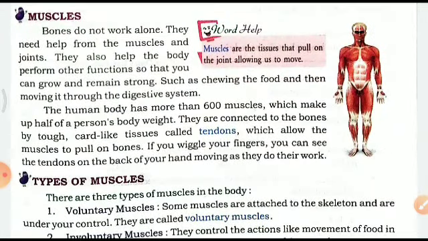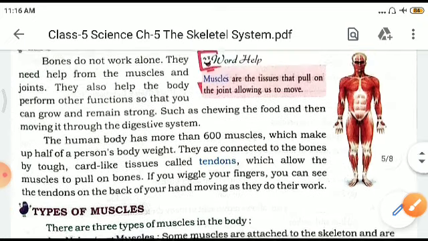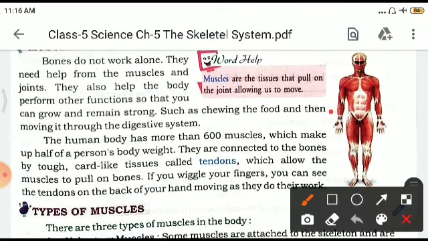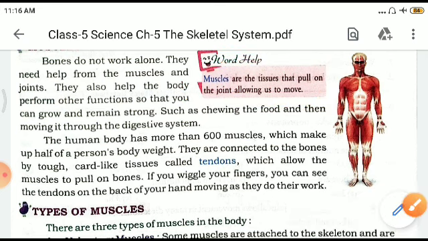Bones do not work alone. They need the help of the muscles and joints. They also help the body to perform other functions so that you can grow and remain strong, such as chewing food and moving it through the digestive system. Now, there is a small definition given here about the muscle. Let us read it out. Muscles are the tissues that pull on the joints, allowing us to move. Or rather, muscles are made up of tissues to perform specific functions. The human body has more than 600 muscles, which make up half of a person's body weight.